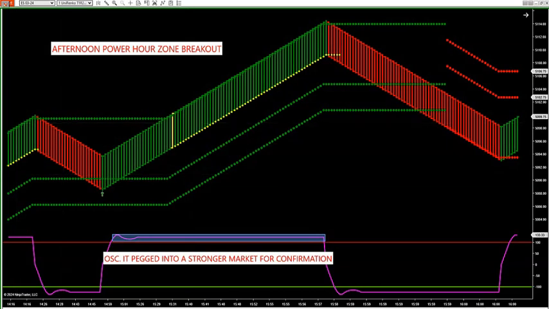I do have that preset for you to pick up the morning power hour. There's a time window in the strategy, and then I also have it preset to pick it up in the evening. So you can use the indicator for this, or you can use the strategy.